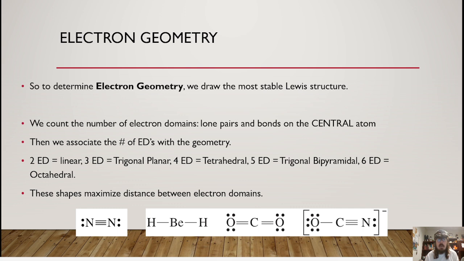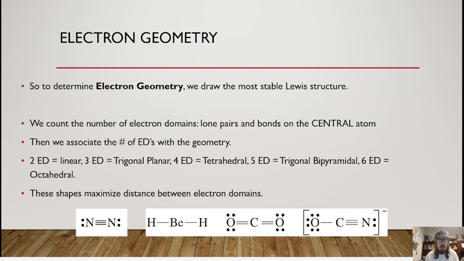Now, we only ever care about the central atom. We're only going to base our geometry on the central atom. So it doesn't matter what the geometry would be from the perspective of the outer atoms. We only really ever care about the geometry from the central atom. So we count how many regions of bonding and how many lone pairs are coming off the central atom. Note, I said regions of bonding, not the total number of bonds.